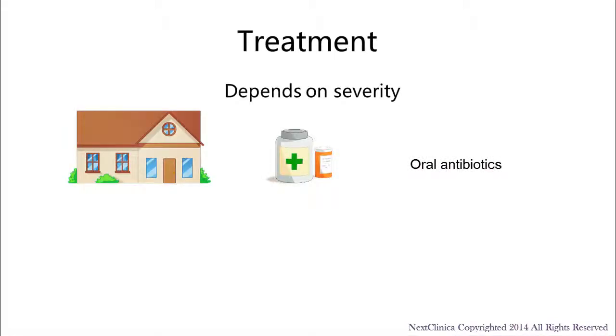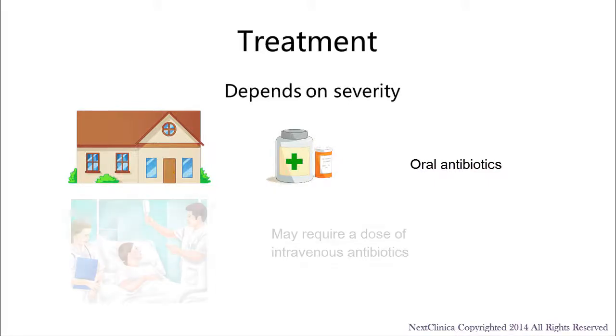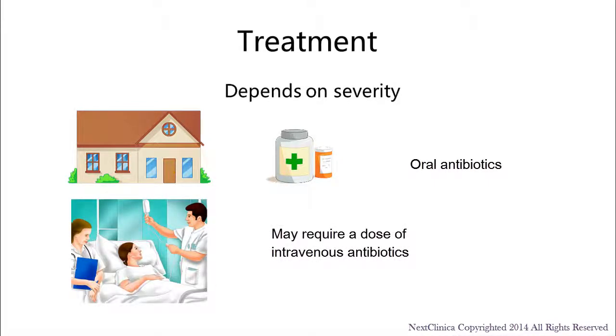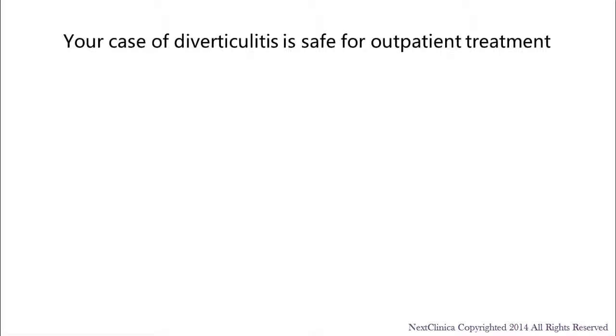Mild cases of diverticulitis can be treated in an outpatient setting with oral antibiotics. Depending on your exam, you may require a dose of intravenous antibiotics before you are discharged. Pain medications are also prescribed in some cases. It has been determined that your case of diverticulitis is safe for outpatient treatment.